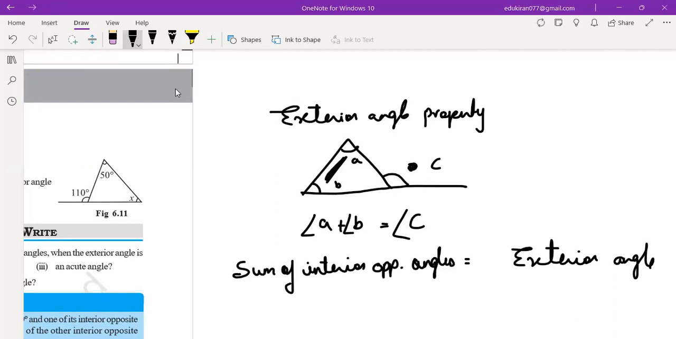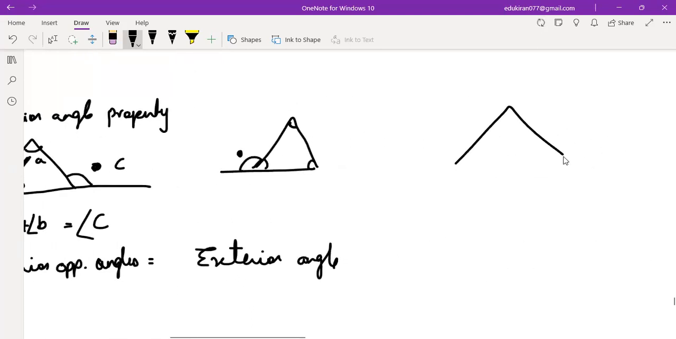Done? And remember one thing, it will not always be like this. It can be like this as well. So if this is the exterior angle, these will be the two opposite angles. This is the angle opposite to it. You cannot take these two. It can be like this as well. For example, this is a triangle. At that time, tell me, where will the two opposite angles be?